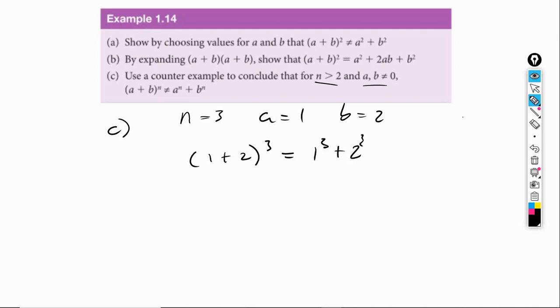Okay, so this is going to be 3 cubed. We're going to end up getting 3 cubed. And this is going to be 1 plus 8. And 3 cubed is 27, which is obviously not equal to 9. So that means that all this is false. Therefore, we have used the counterexample appropriately.